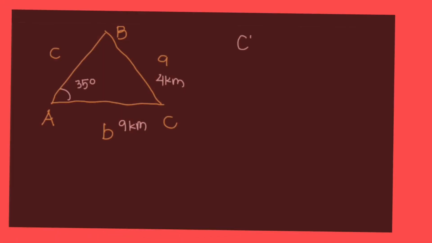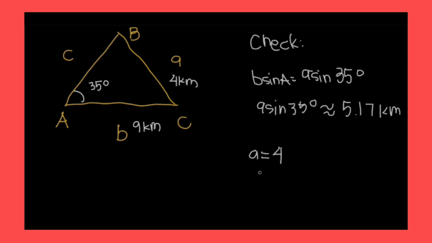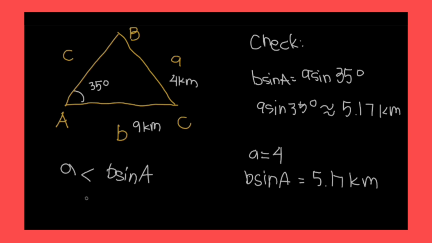Can you locate it? So the given is angle A is equal to 35, side A is equal to 4, side B is equal to 9. So let's check. B sin A is equal to 9 sin 35 degrees. So it gives us approximately 5.17. Since A equals 4 is less than 5.17, there is no triangle possible. So no, you cannot locate it.